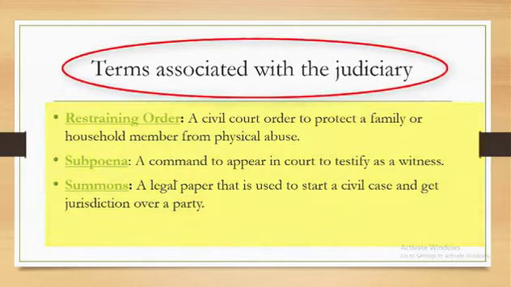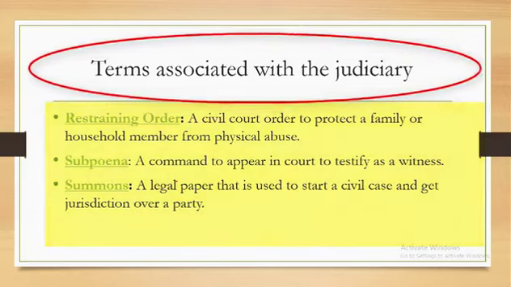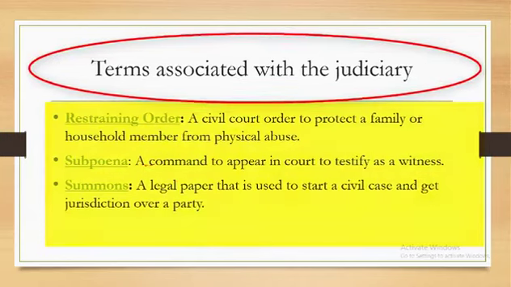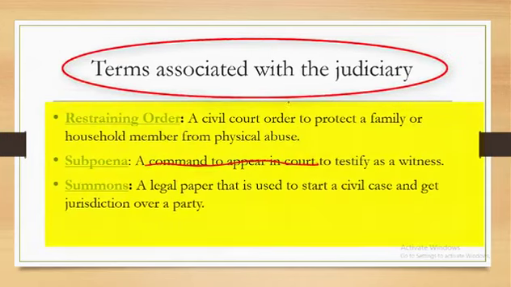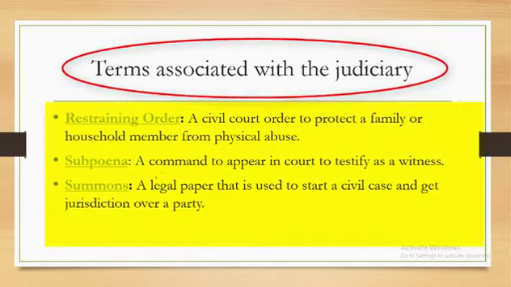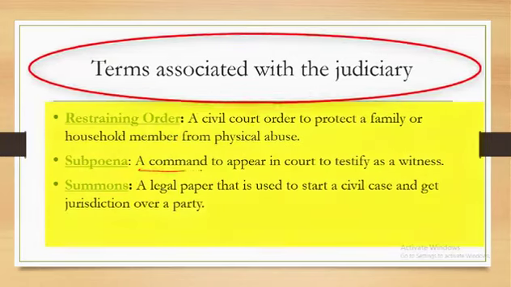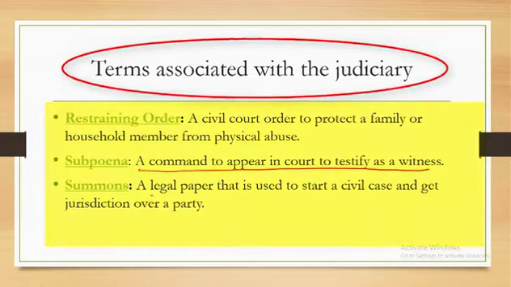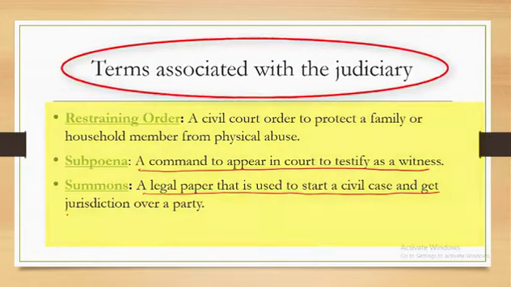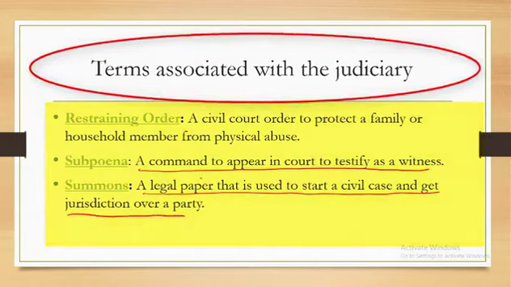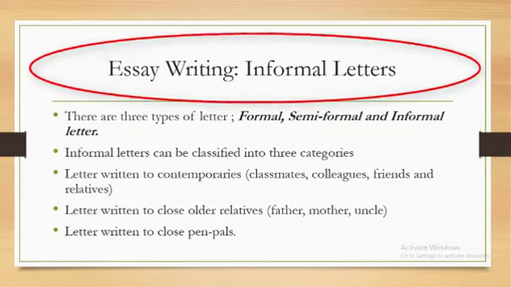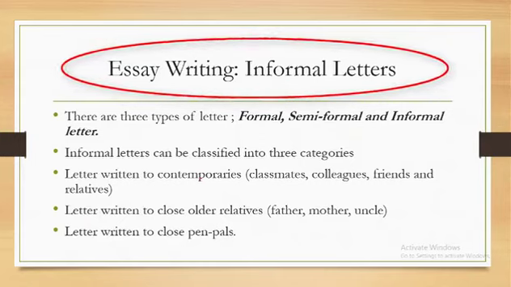So we have a subpoena and we have a summons. A subpoena is a command to appear in court to testify as a witness. So every time the court issues a subpoena, what the court demands is that a witness actually appears in court to testify. Okay? While a summons is a legal paper that is issued to start a civil case in order to invite and get jurisdiction over a party. So with all of that, I believe you've learned something on the judiciary.